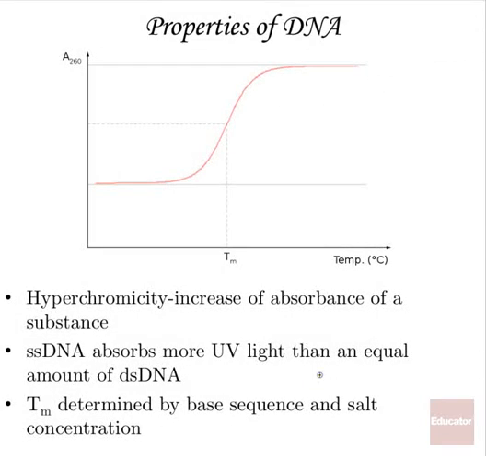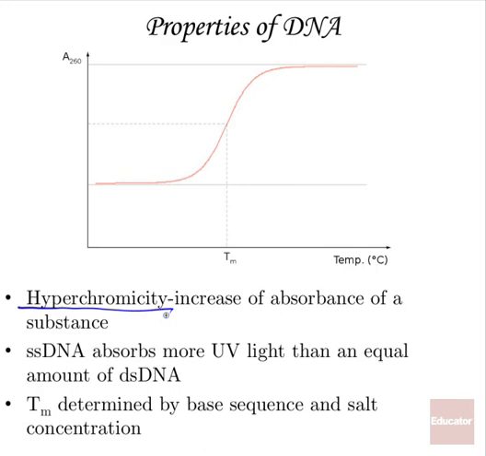And speaking of the ability to denature and renature, I want to introduce you to a concept called hyperchromicity. What hyperchromicity is, it is just the increase of absorbance of a substance. Now, single-stranded DNA absorbs more ultraviolet light than an equal amount of double-stranded DNA, about 20% more for the same.